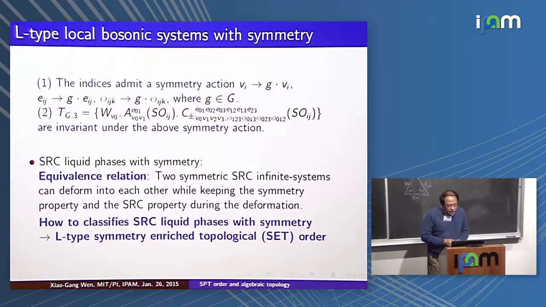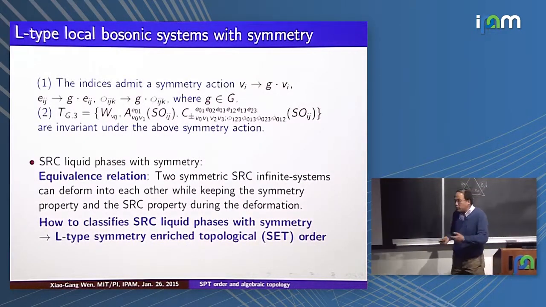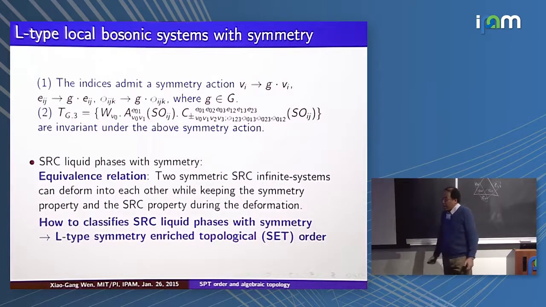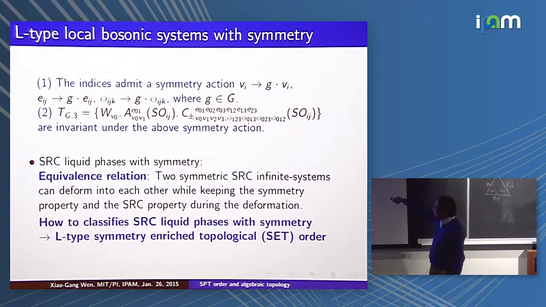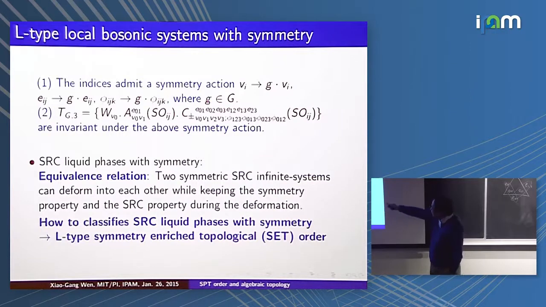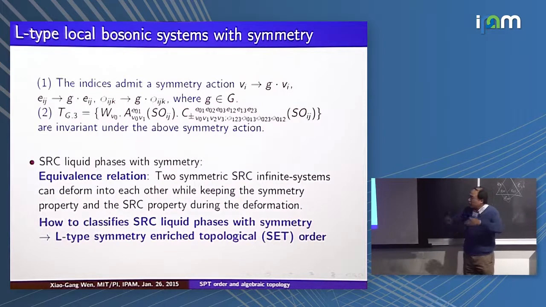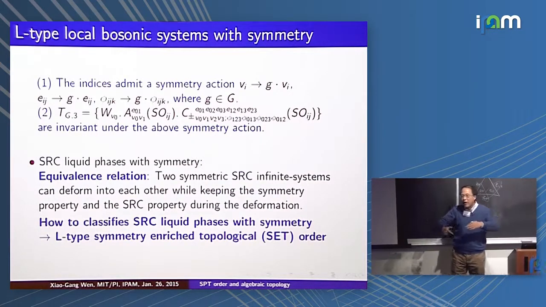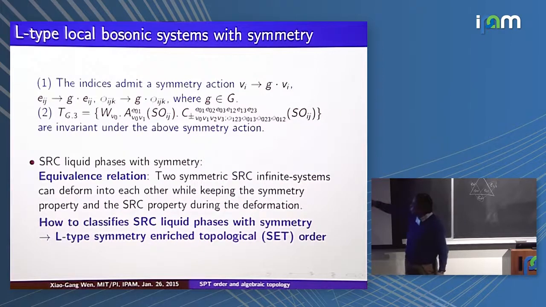And then for the symmetry, in this language, symmetry is very easy to add. Basically, we have a symmetry group first, and then we say that the index admits a symmetry action. So the group element can act on the index to get a mapping between these indices. Then the tensor is invariant under this kind of mapping. When the tensor satisfies this property, we say, okay, this is an L-type quantum system with a symmetry described by a symmetry group, and that's it.